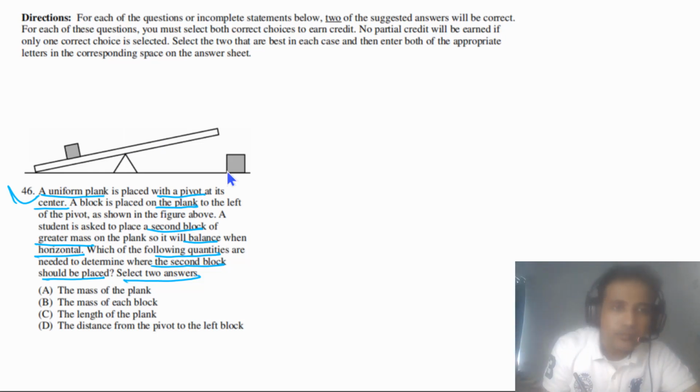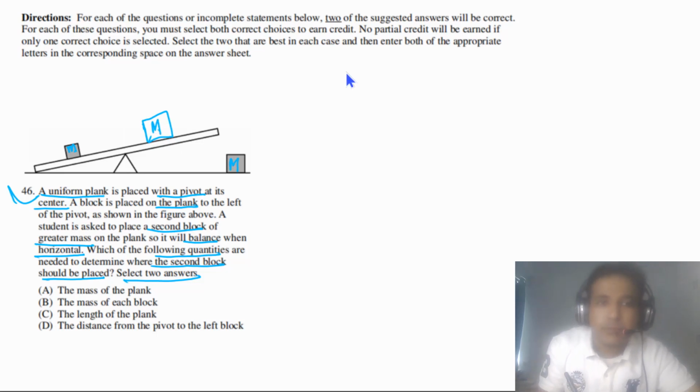We can imagine the mass of this block is, let's say, capital M and the mass of this block is small m. In order to balance this block, we have to place this greater mass closer to the pivot. So it has to be here. For this purpose, simply we need to understand equilibrium. So we can write down in equilibrium.